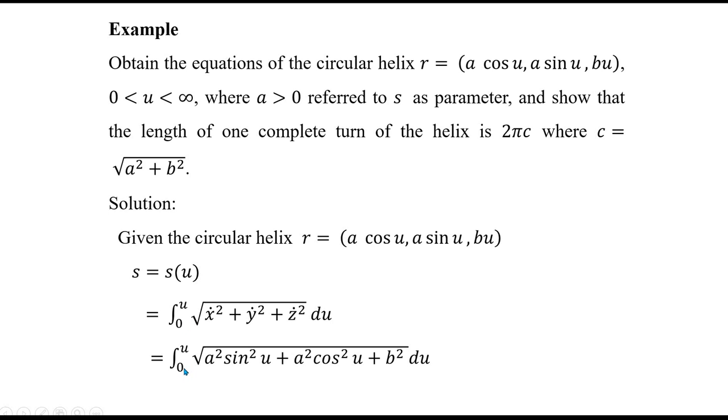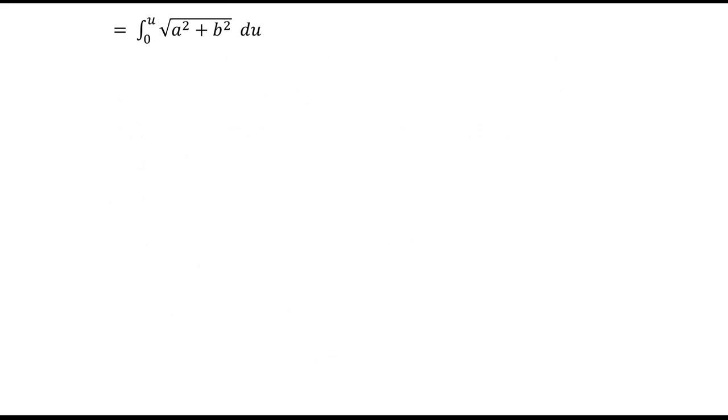So one complete turn. Therefore 0 to u square root of a square sin square u plus a square cos square u plus b square. Simplification, we get the limit 0 to u square root of a square plus b square into du. So that is equal to integral 0 to u c du, because by the given hypothesis c equal to square root of a square plus b square. So now we integrate the term, we get u, and after applying the limit we get u. So that is s equal to cu.